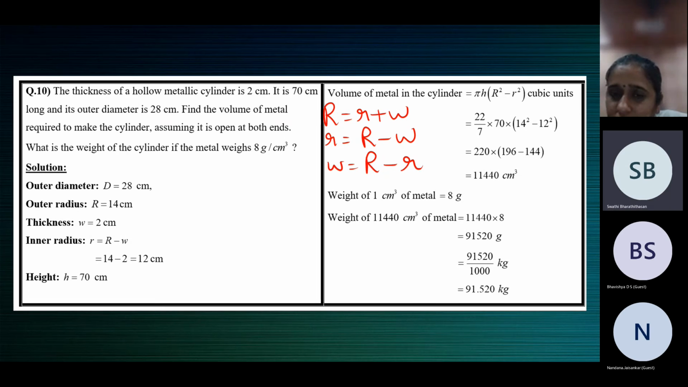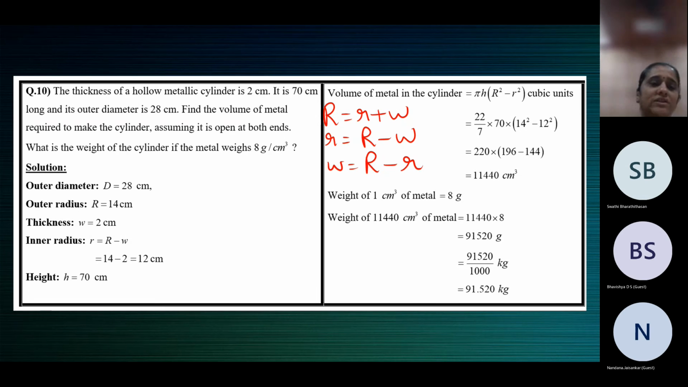Swati? Done, ma'am. Okay. Now, children, in this question, you are given the thickness, that is W. Thickness of a hollow metallic cylinder is 2 centimeters. That is W is 2 centimeters. I've written here W is 2 centimeters. It is 70 centimeters long, that means the height is 70 centimeters. Outer diameter, capital D, is 28.